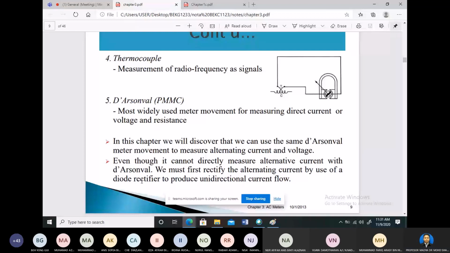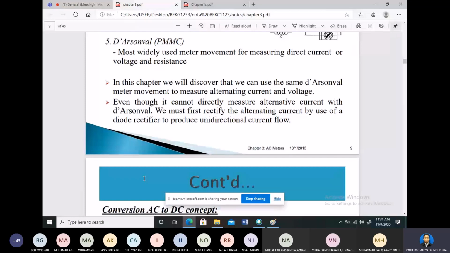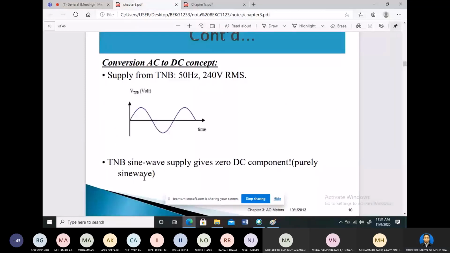So this is the concept: conversion of AC to DC. For example, this is our supply. Our supply is 240, as I mentioned to you. You have to remember that 240 is the RMS value. The pure sine wave supply gives zero DC component, purely sine wave.